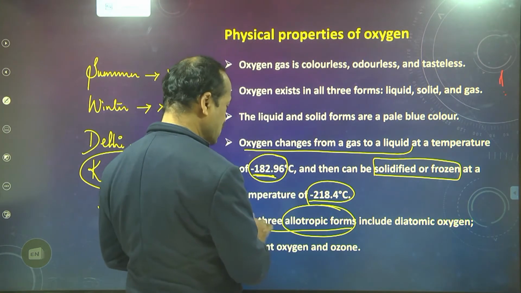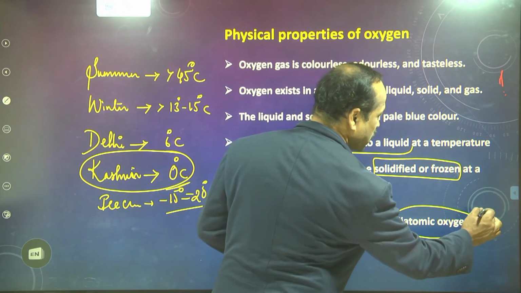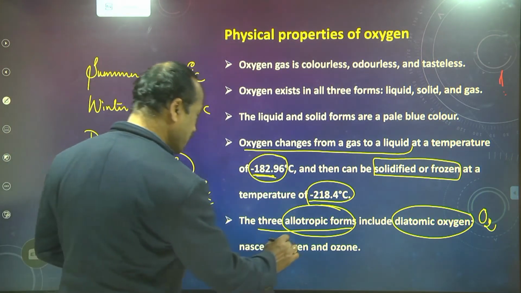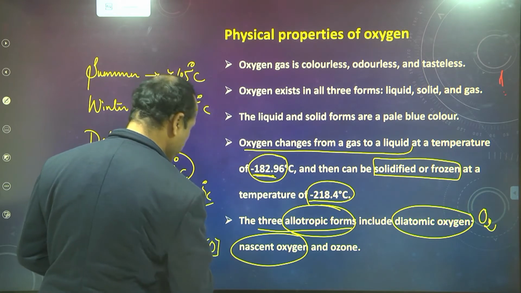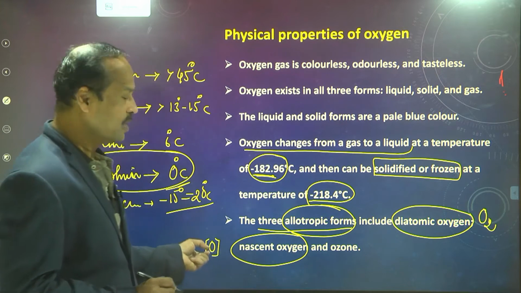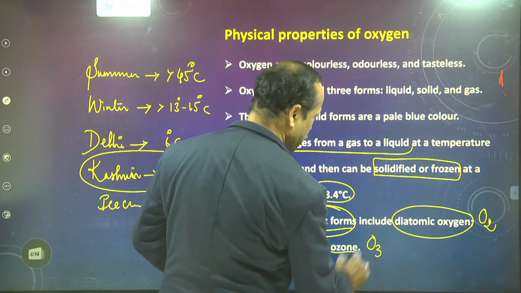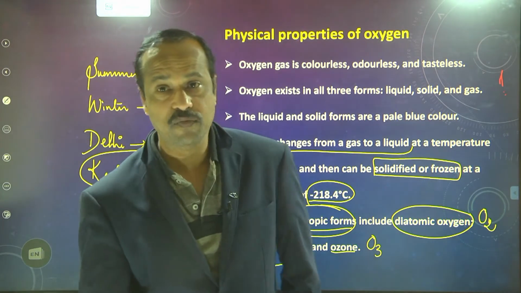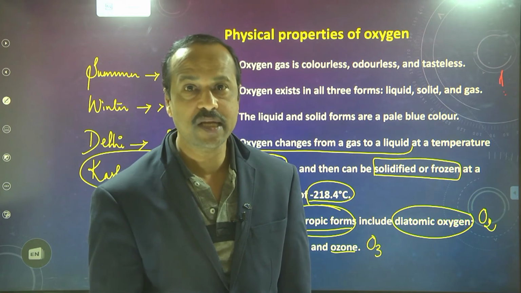And here, oxygen occurs in three physical forms. One is called dioxygen. Di stands for two, so we can write O2. That is called dioxygen, O2. The second one is nascent oxygen. Nascent oxygen is a single O when it is just produced during a chemical reaction. That is O. And the third one is ozone, that is O3. So like oxygen, we can get it in three different physical forms, and that property is called allotropy. So oxygen occurs in three allotropic forms.